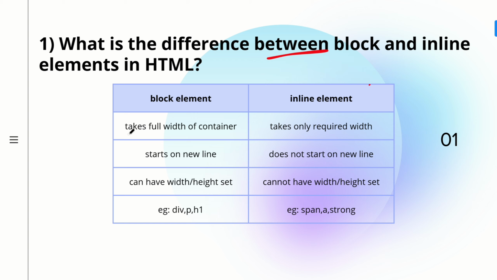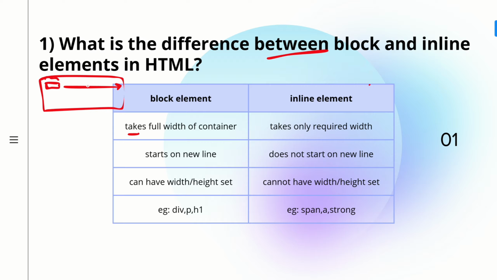So the first difference is block elements take the full width of the container. Let us suppose that this is your parent container and inside this you are having one element which is a block element. Even if it requires only this much width, only 20 pixels or whatever, it is going to take the entire full width of your container. It will not let any other element sit in this horizontal space.